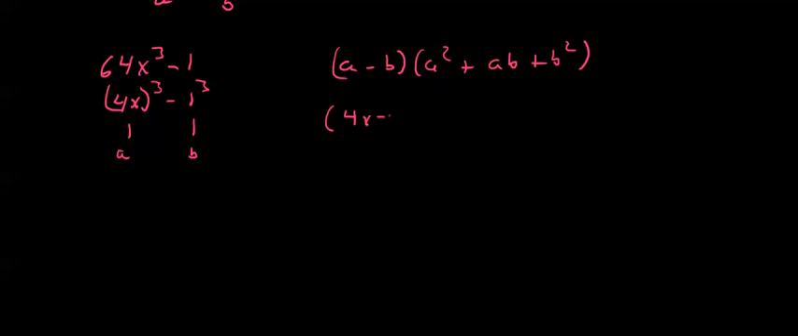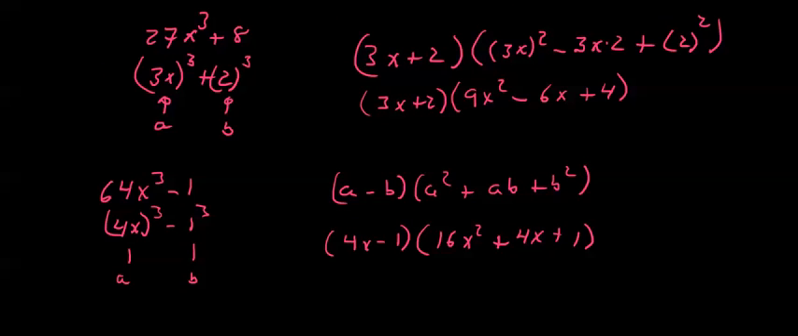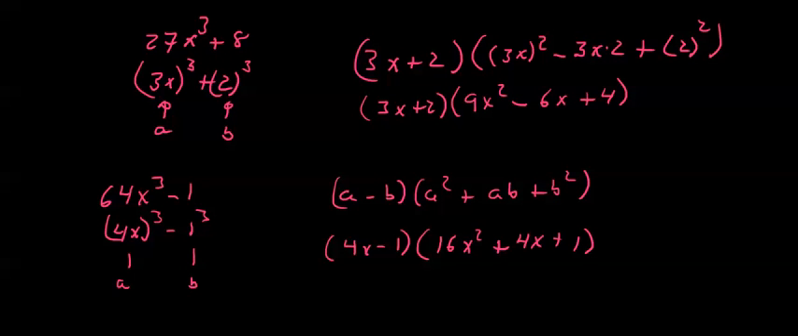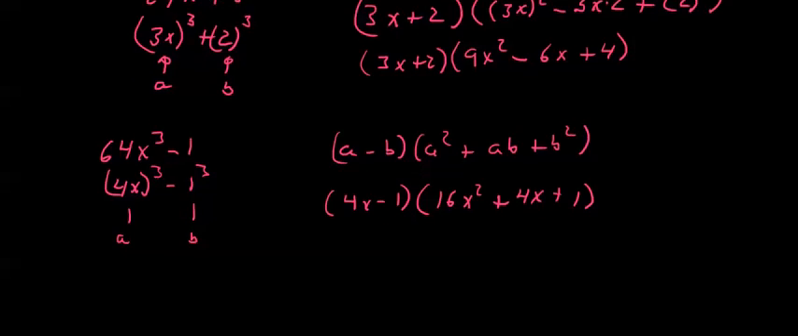4x minus 1. Now we take a squared, 4x times 4x is 16x squared, plus 4x times 1 is 4x, plus 1 squared is 1. No longer do you have to look for combinations. It's just plug it into the formula and away you go. There's really not a whole lot to it.